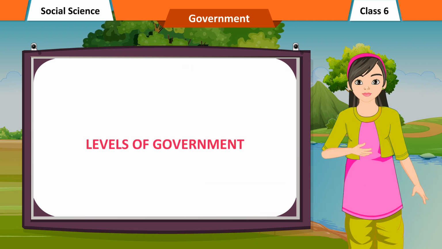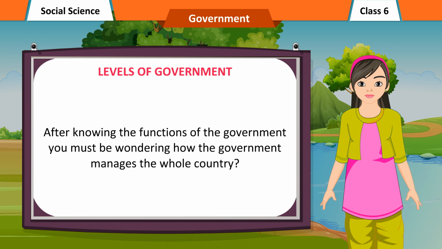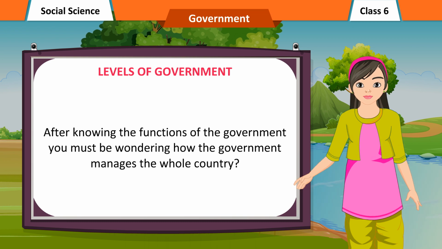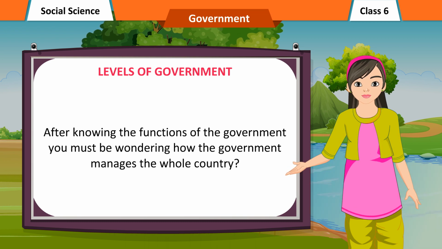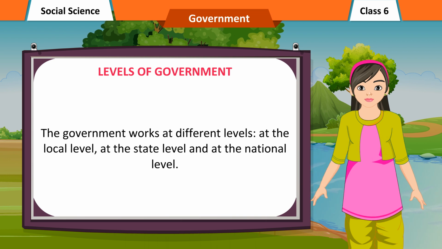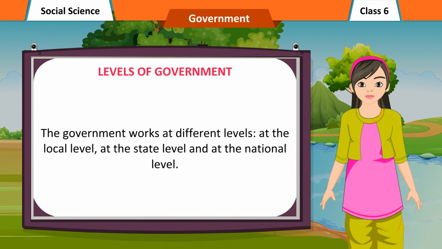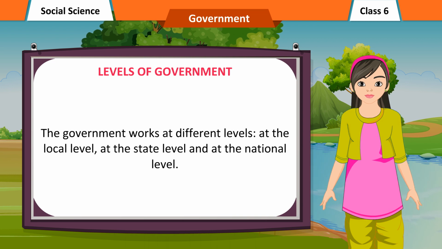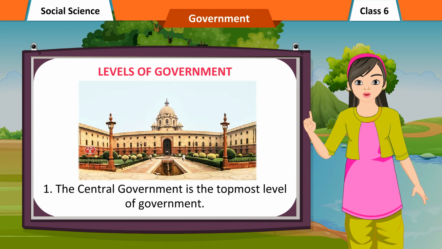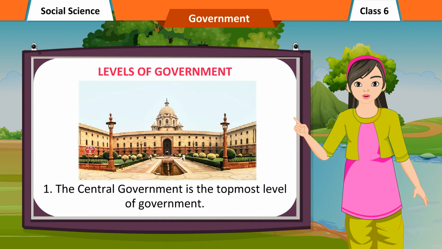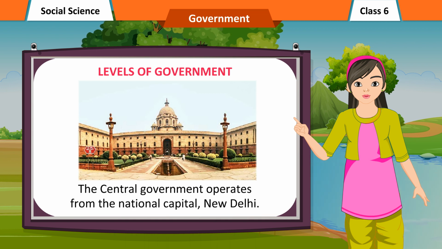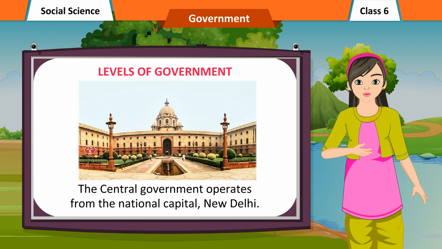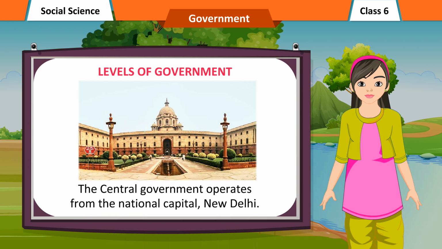Levels of government. After knowing the functions of the government, you must be wondering how the government manages the whole country. The government works at different levels: at the local level, at the state level, and at the national level. 1. The central government is the topmost level of government. The central government operates from the national capital, New Delhi.